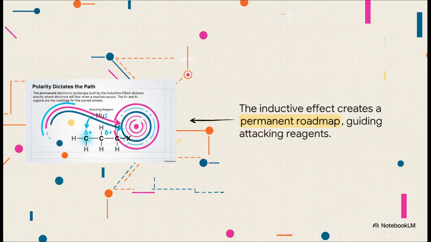So when another chemical comes along that's rich in electrons, something we call a nucleophile, or a nucleus lover, its approach is not at random. No way. It is naturally and powerfully drawn straight to that electron-deficient delta plus carbon. The inductive effect has literally painted a bullseye on the molecule.